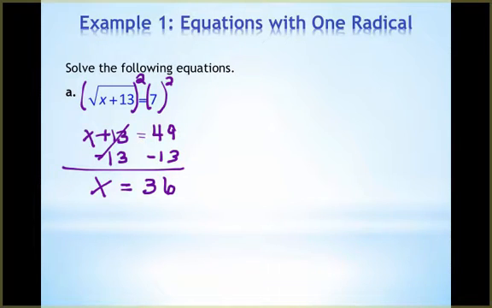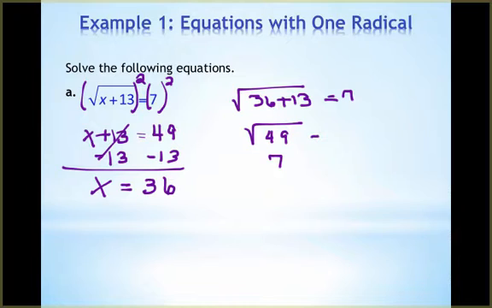Now if I go back and substitute to double check this, I get the square root of x, which is 36, plus 13. I want to know, does that equal 7? Well, that's the square root of 49, and that's 7, and that does equal 7. So yes, I do have the correct solution.